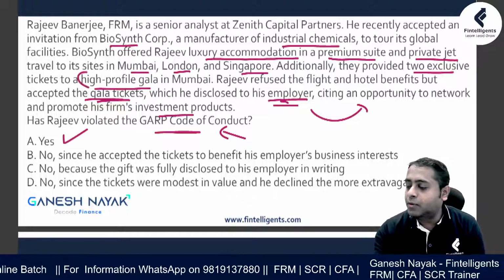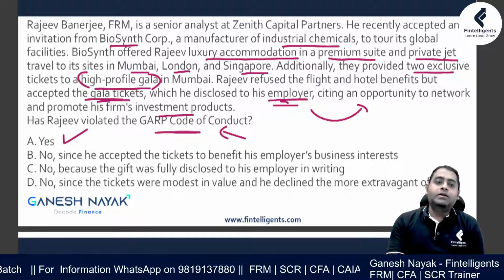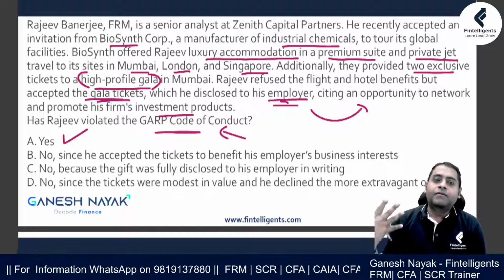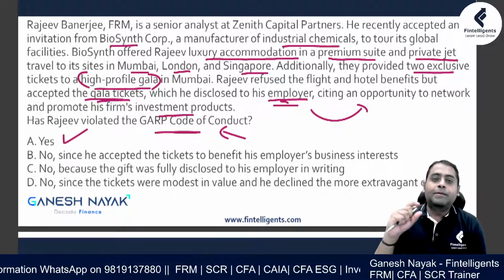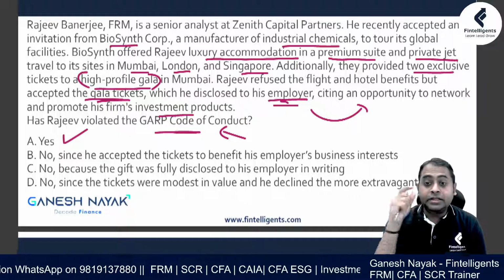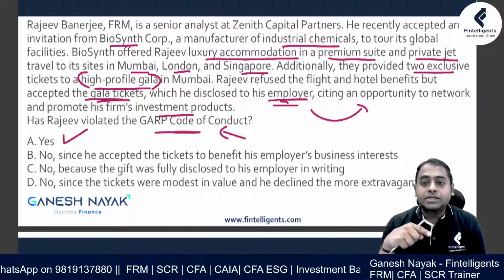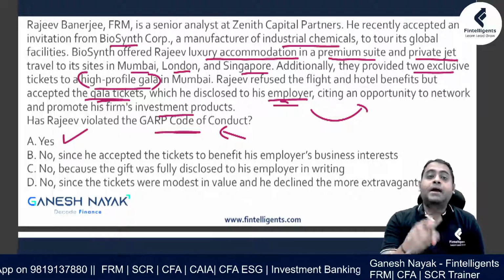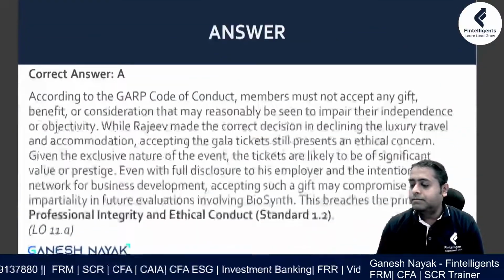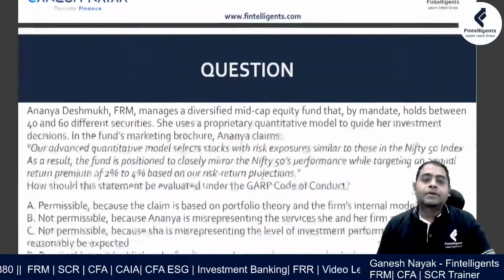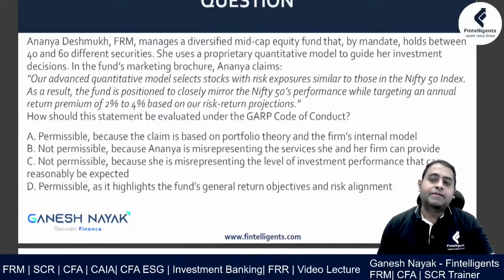The primary reason is that it's a high-profile gala. One dinner ticket would be like 50,000 or 70,000. So it's a high-profile ticket, and that is what he's getting. So he might be influenced and he might not write something bad about that particular company. The answer is A. Let us go to the next question. Fast. Everybody, start reading.